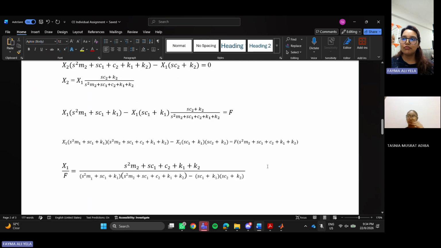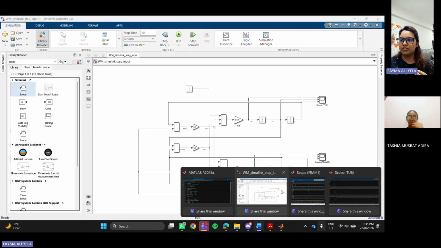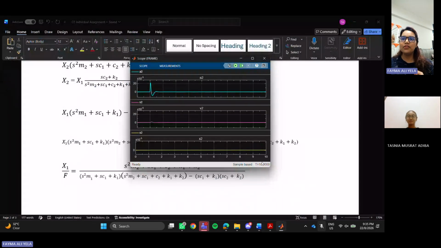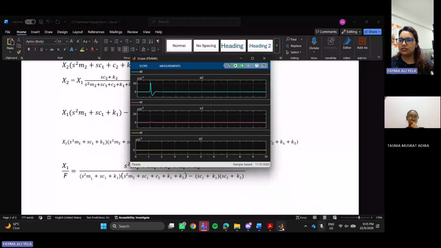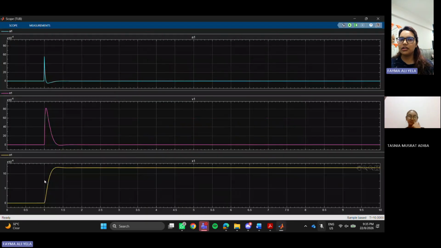For now, I'm only using x1, the tub, because that's the one we want to control the vibration for. It's the one that has the most vibration, as you can see in the plot. The frame is more or less non-moving. The tub is the one that is of our main concern.